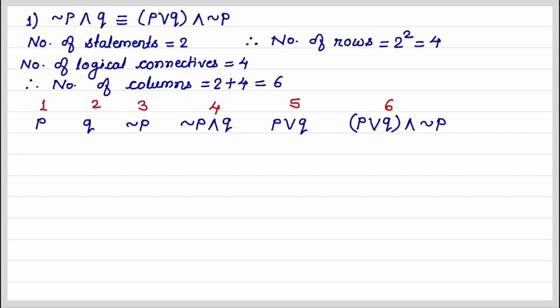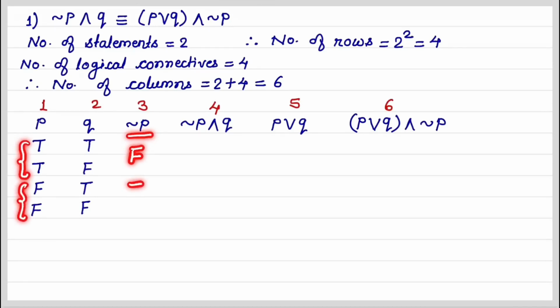For P we will take 2 values true and 2 values false, and for Q we will take alternately true, false. For negation of P, here first 2 values of P are true, that means negation of P will be false, and next 2 values false, therefore negation of P will be true. First 2 values false, then 2 values true.